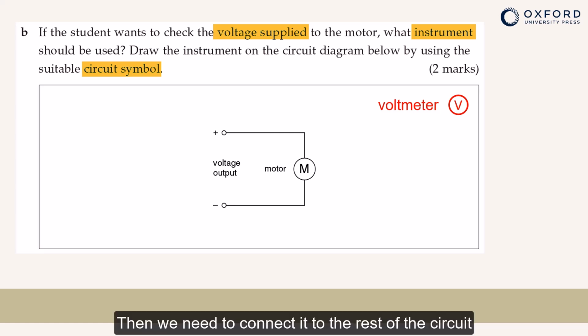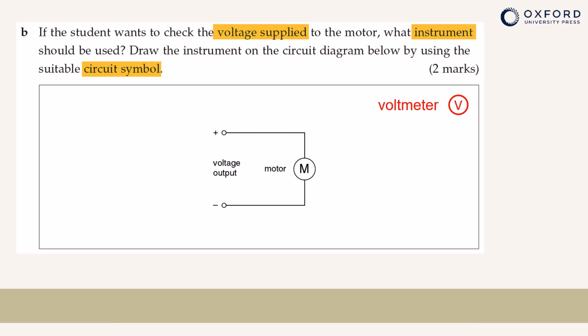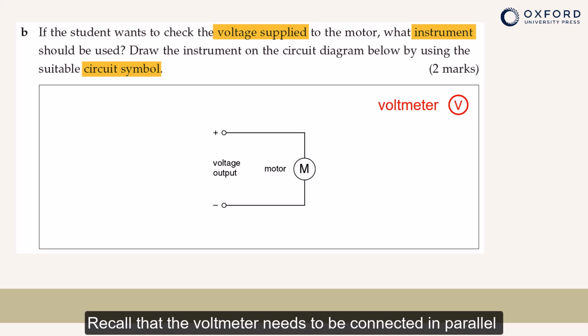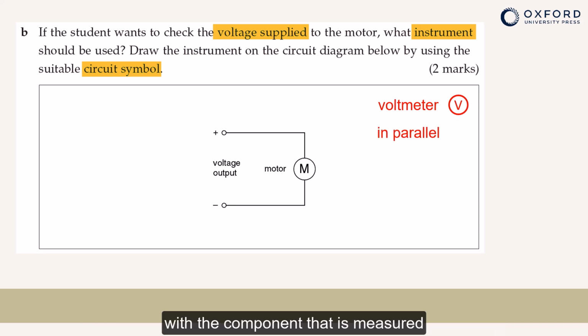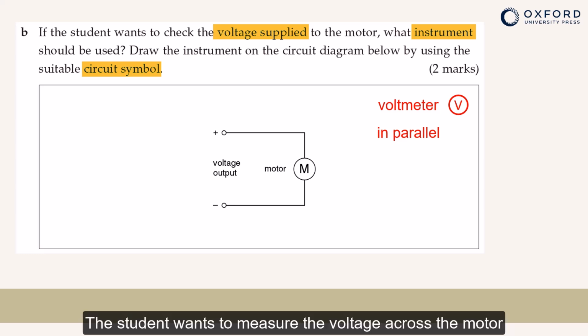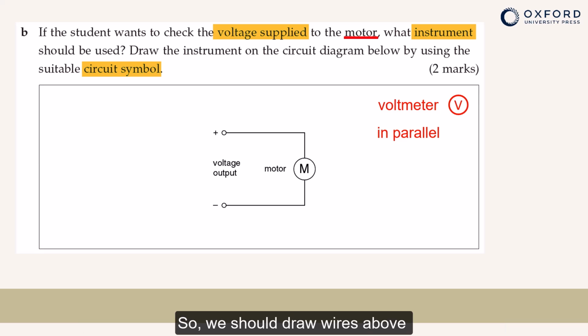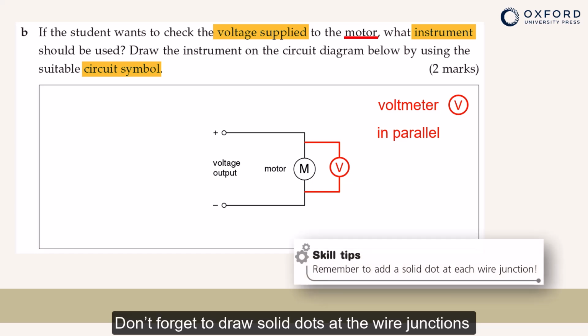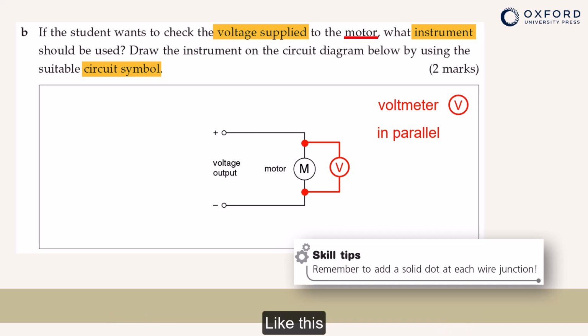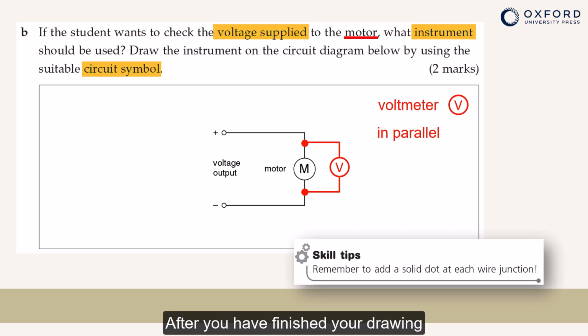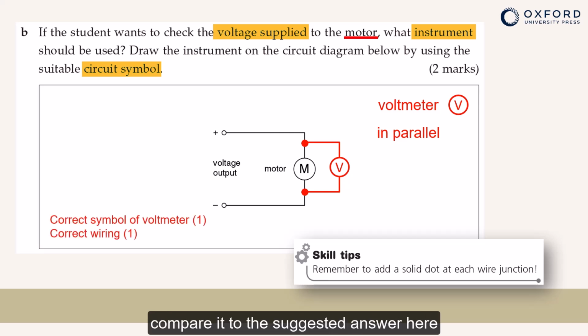Then we need to connect it to the rest of the circuit. Recall that, the voltmeter needs to be connected in parallel, with the component that is measured. The student wants to measure the voltage across the motor. So, we should draw wires above and below the motor to the voltmeter. Don't forget to draw solid dots at the wire junctions, to show clearly where the connections are. Like this. After you have finished your drawing, compare it to the suggested answer here.